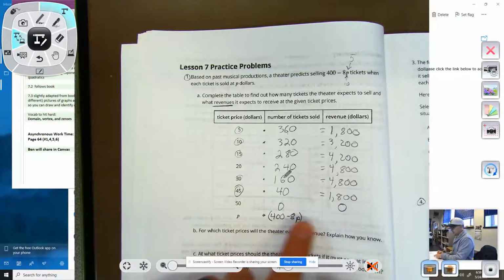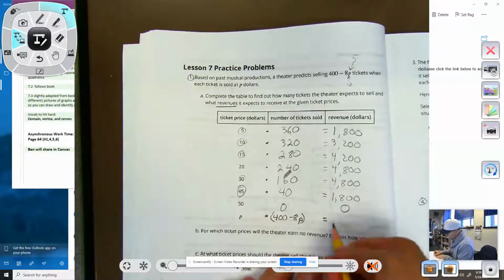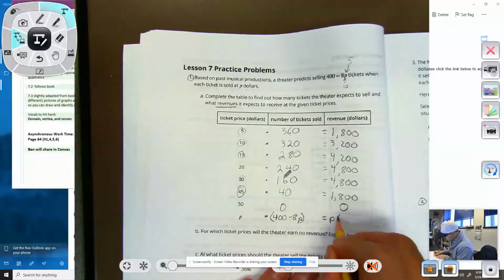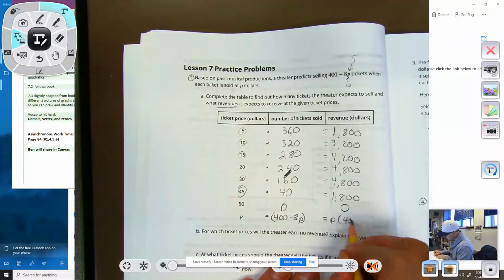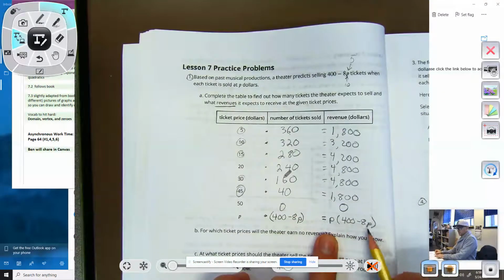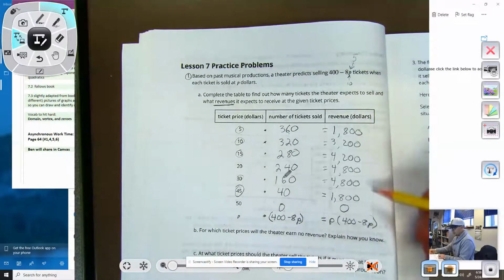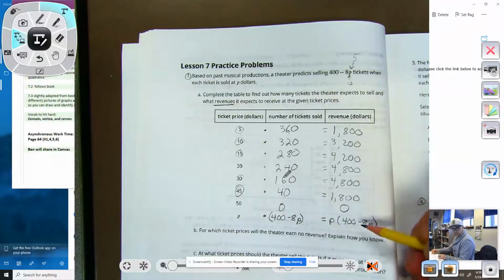Okay? So in order to get this, I'm going to write this entire thing down. P times 400 minus 8P. And if I distribute that, notice this is P times 8P, or negative 8P squared. That becomes P squared. So that's how I know it's quadratic. And this tells me, right? It goes up, and then it starts coming back down.